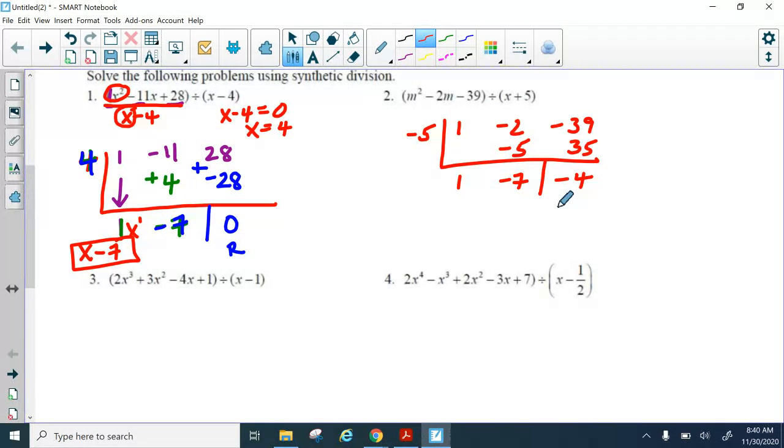Okay, so hopefully you tried these on your own. I'm going to go ahead and do them quickly. So you would use negative 5 as the root. You bring down the 1, and then you do a series of sums and products. And the final answer for this one should be x minus 7. Now this one has a remainder other than 0. So what you're going to do is say plus the remainder over what you were dividing by.